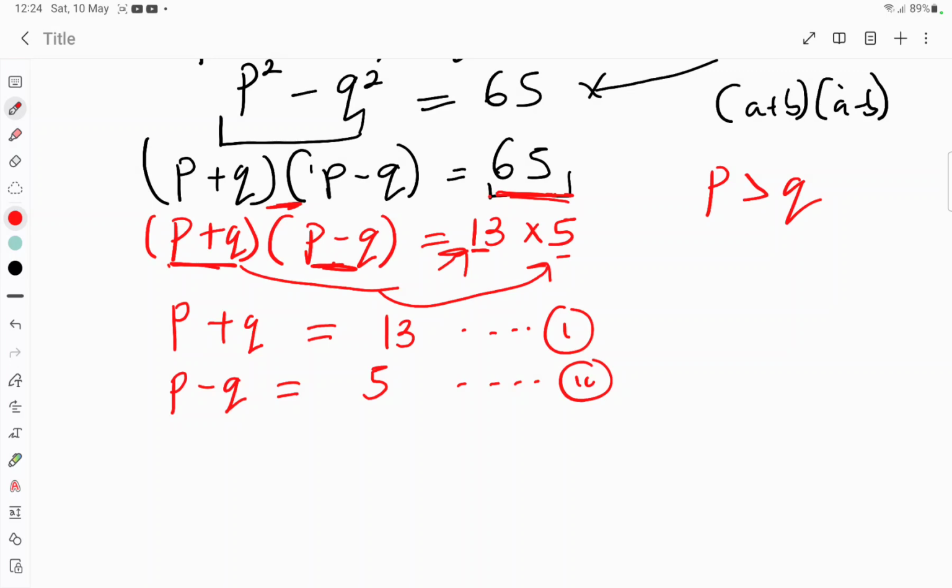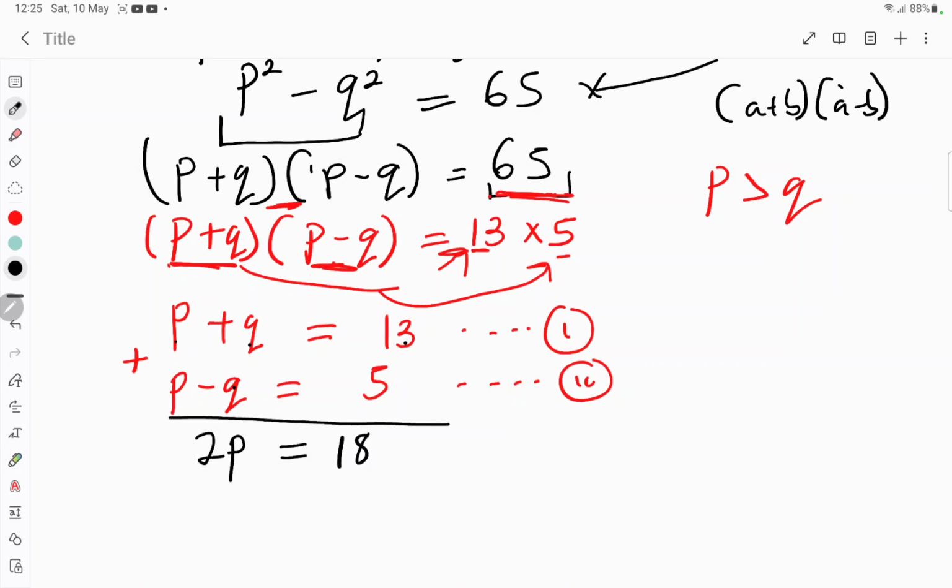To solve by elimination method, we just have to add equation 1 and equation 2. If you add them, p plus p is 2p, and this is equal to, because q minus q is 0, hence q is eliminated, and this is equal to 13 plus 5, which is 18.